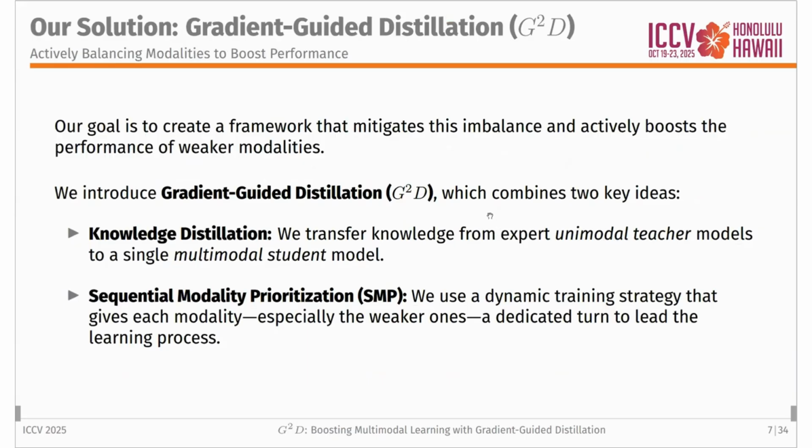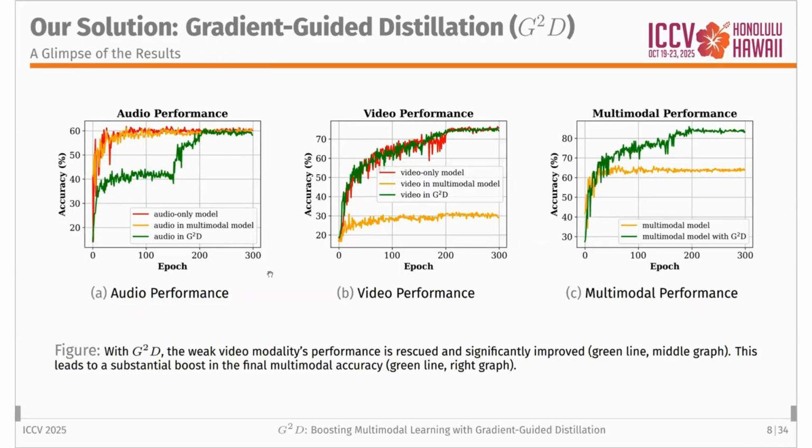So how do we do it? We create a framework that mitigates this imbalance, and we introduce two key ideas. The first one is knowledge distillation, where we transfer knowledge from expert unimodal teacher models to a single multimodal student model. And then we introduce a dynamic gradient modulation strategy, which is called sequential modality prioritization, or SMP, where we give each modality, especially the weaker ones, a dedicated turn to lead the learning process. As I talked about earlier in the plot, we've seen that our method successfully mitigates imbalance. And you can see that in the third plot over here.